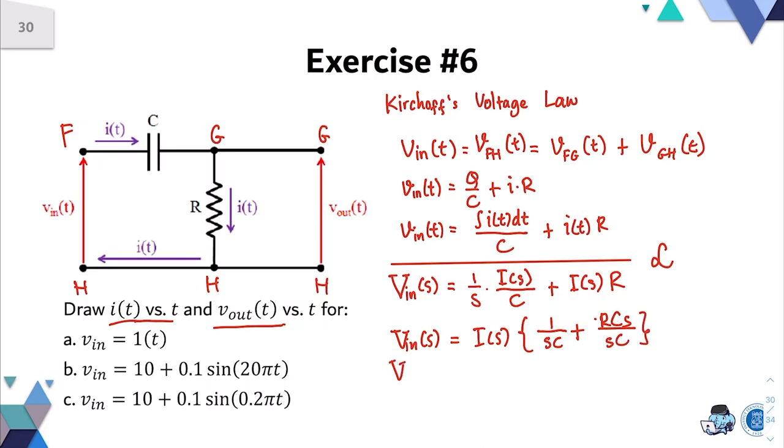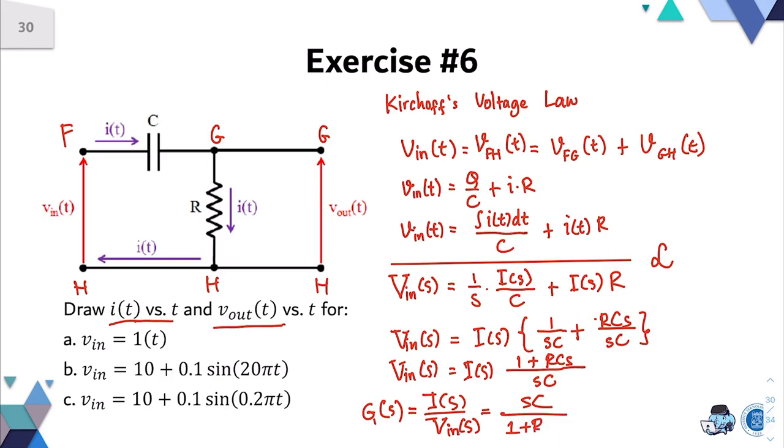So V in(s) is equal to I(s) multiplied by (1 plus RCs) over sC. So the transfer function G1(s) is the response divided by the excitation. It is equal to sC divided by 1 plus RCs. So this is the transfer function.